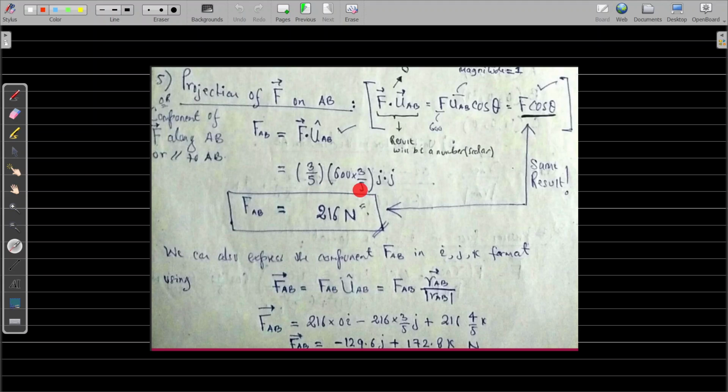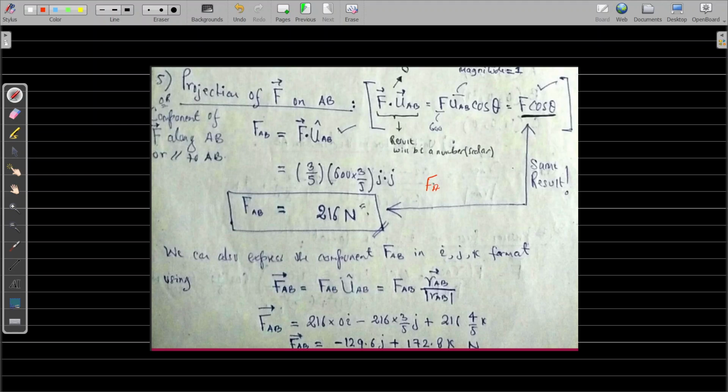600 into 3 upon 5. Again these are the vectors, and just to let you know, this was minus and this was minus, and minus minus when multiplied gives you a plus. So force FAB comes out to be equal to 216 Newton. Again, this is the parallel component of force AB. And if you want, you can also calculate this force FAB in a different way.